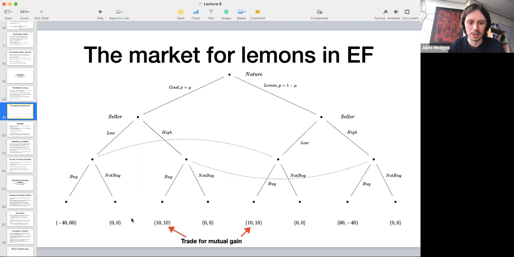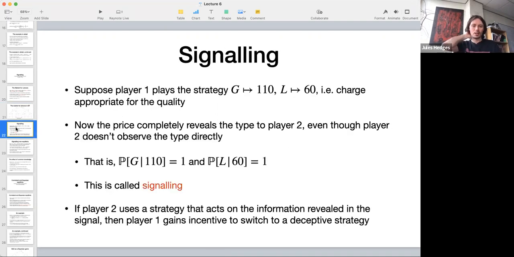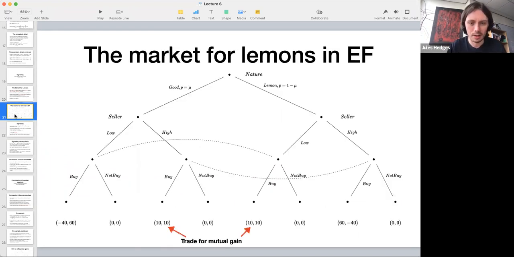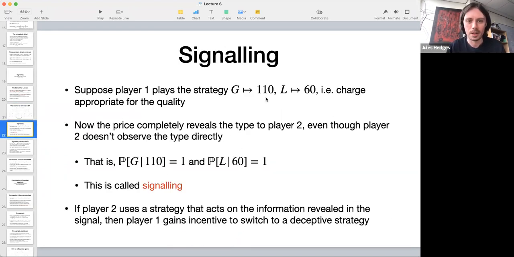The other possibilities: if there is no trade, payoffs are zero, and there are two other possibilities where either the seller or the buyer is ripped off. So if a good car is bought at low price, then the seller is ripped off. If a lemon is bought at high price, then the buyer is ripped off. And I haven't written this here. The possible prices, the high price is 110, the low price is 60. This just comes from the details of the model. So 110 means high price, 60 means low price.